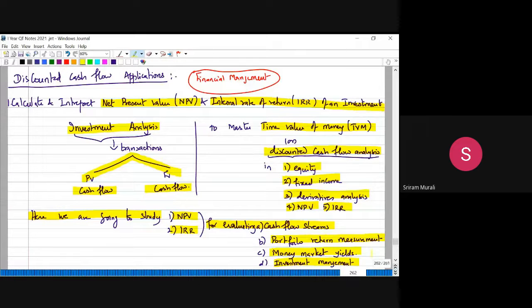So here we are going to study net present value and internal rate of return. For evaluating net present value and internal rate of return, we need to know all four. One is cash flow streams, second is portfolio return management, then money market yields, and then investment management.